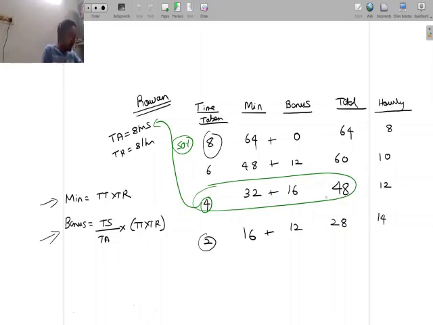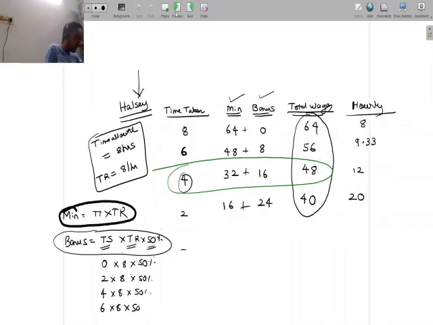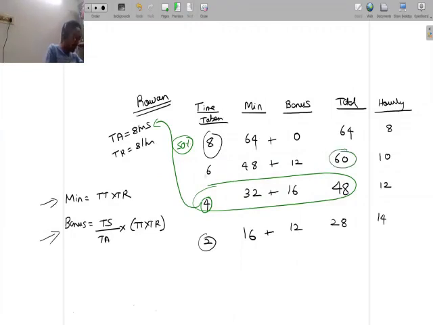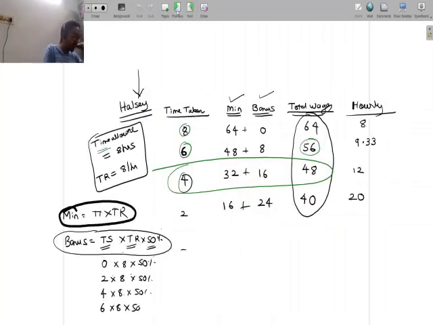Another important thing we can understand is that when the time taken is higher than 50%, for example 8 hours or 6 hours, then you can see that the Halsey plan gives you lesser total wage compared to the Rowan plan. Let's take 6 hours for example. If Rowan plan is implemented, the worker has to be paid 60 rupees. But if Halsey plan is implemented, he should be just paid 56 rupees.